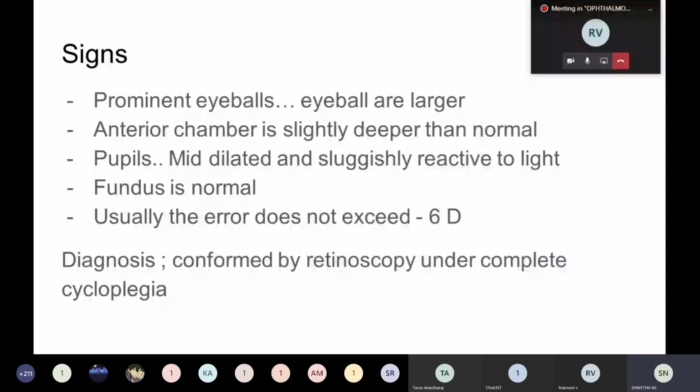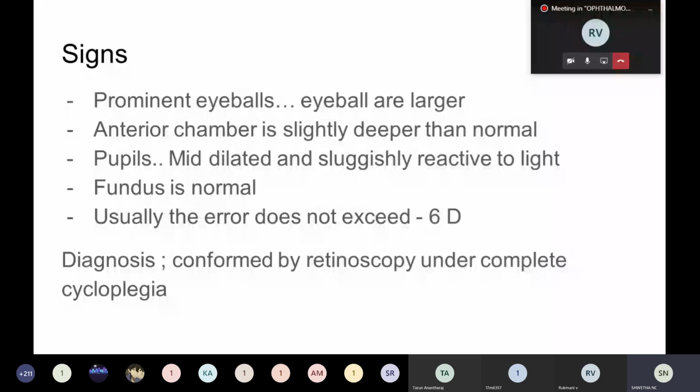So mid-dilated and sluggishly reactive to light, and the fundus most of the time in simple myopia will be normal. Very rarely do we see any myopic degeneration. So almost it will be normal. Usually in this type of simple myopia, the error will not exceed 6 diopters. Anything more than 6 diopters we call high myopia, and anything less than 6 diopters is low myopia. So it is not called high myopia, and the power will be lesser, less than 6 diopters.